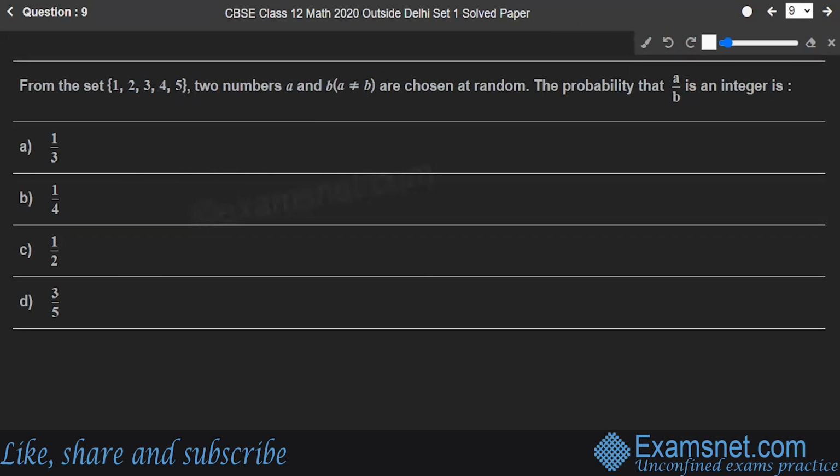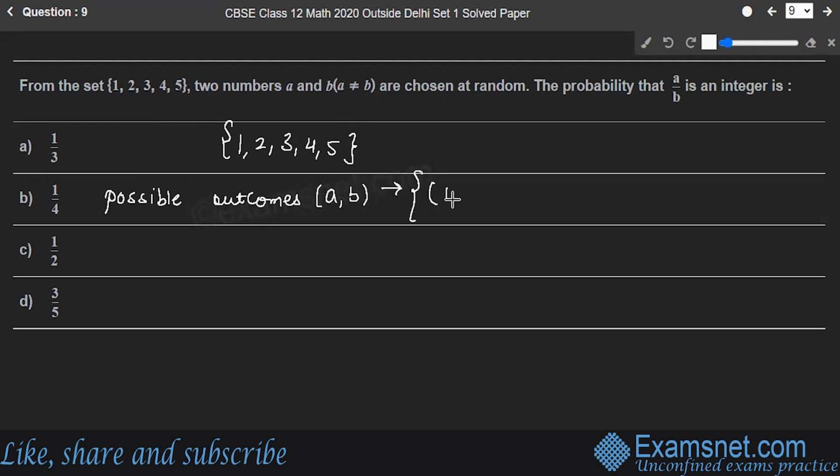Question number 9, from the set of 1, 2, 3, 4, 5, two numbers A and B are chosen at random, where A is not equal to B. The probability that A upon B is an integer is... The given set in this question is 1, 2, 3, 4, 5. So what are the possible outcomes for A, B? Possible outcomes of A comma B are, like, it can be 1, 2, 1, 3.